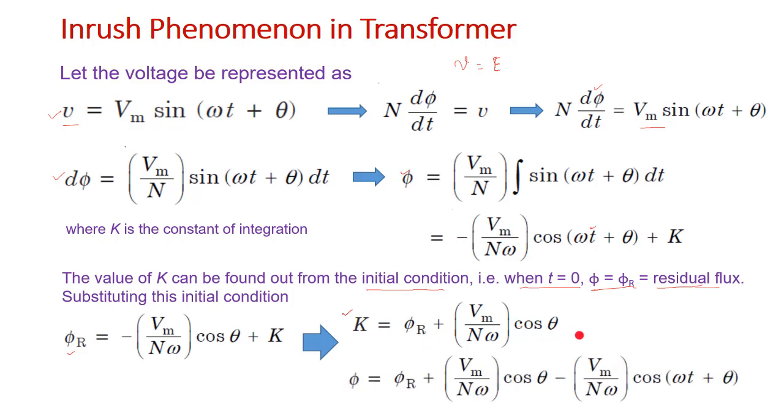Now, in place of k, if I write this expression, the expression of phi will be written in terms of phi r. That will be equal to phi r plus Vm by n omega cos theta minus Vm by n omega cos of omega t plus theta. So, this is your expression for flux in the transformer under unloaded condition.